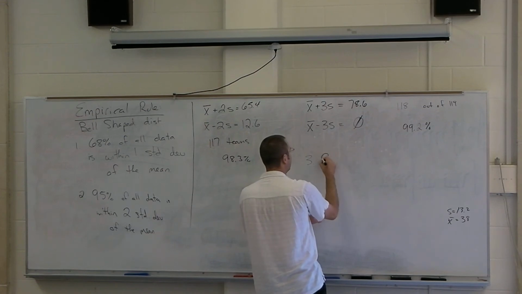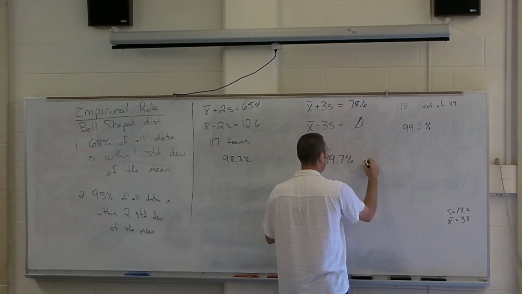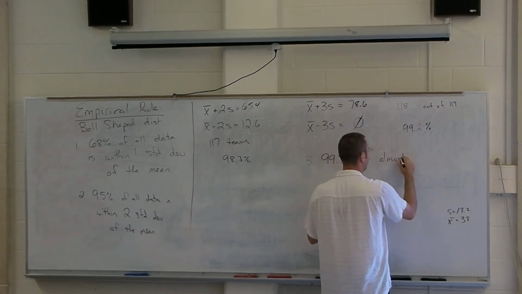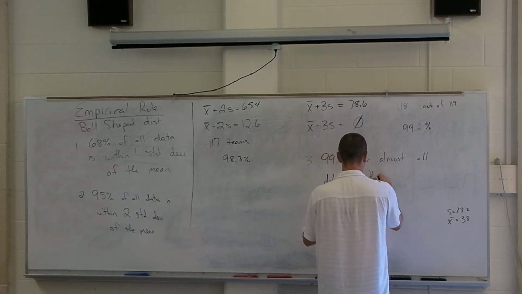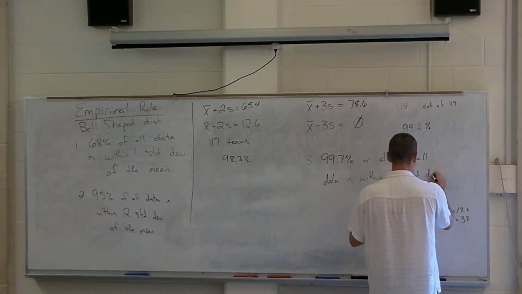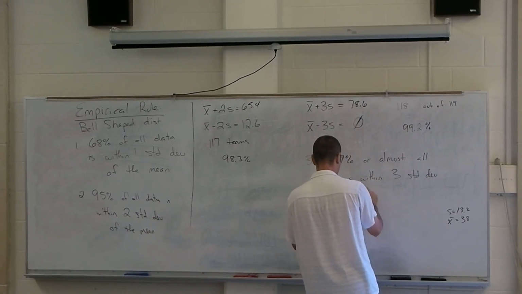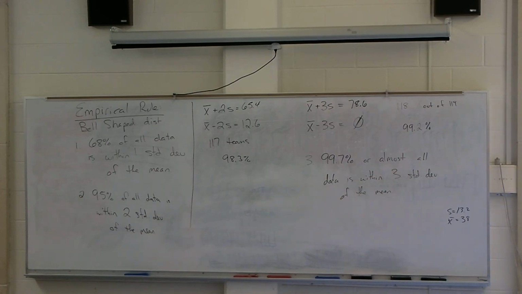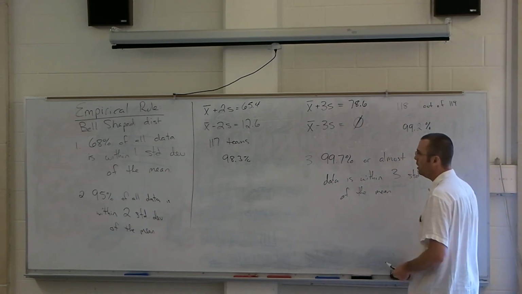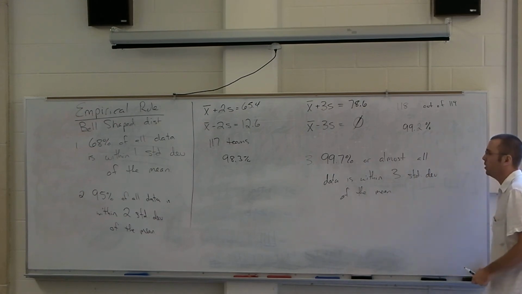Part 3 says that 99.7%, or almost all data, is within 3 standard deviations of the mean. That's a good tool, because being able to identify that we can use the empirical rule gives us a little bit more information about our distribution. We can describe it a little bit more. We have a little bit more things that we can put into our story about what our data is telling us.